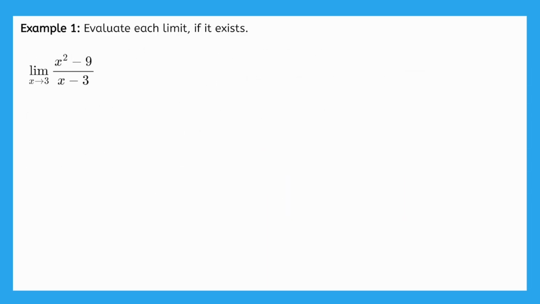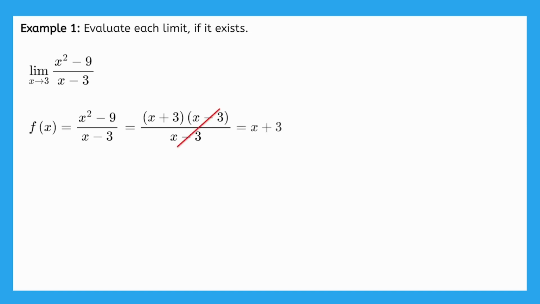What do you notice about the function in this limit? Does anything stand out when you see x squared minus 9? From our algebra skills, we recognize this as a difference of squares, which factors into x plus 3 times x minus 3. We can now see x minus 3 is a common factor we can cancel, which leaves us with x plus 3. This means f of x behaves exactly like the function x plus 3 everywhere except at x equals 3, where it is undefined.